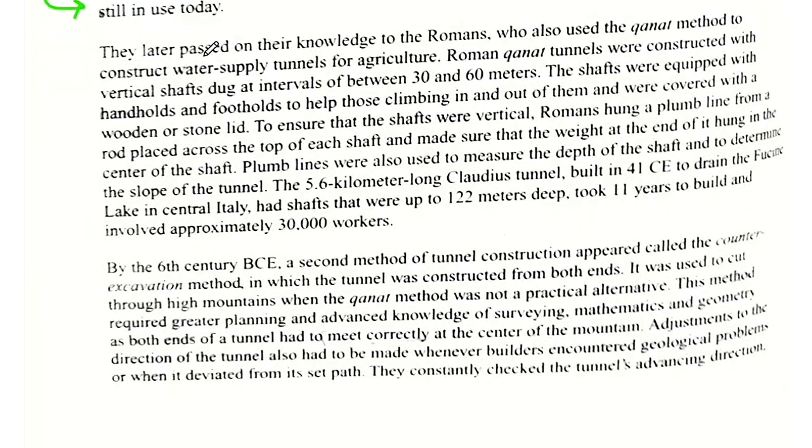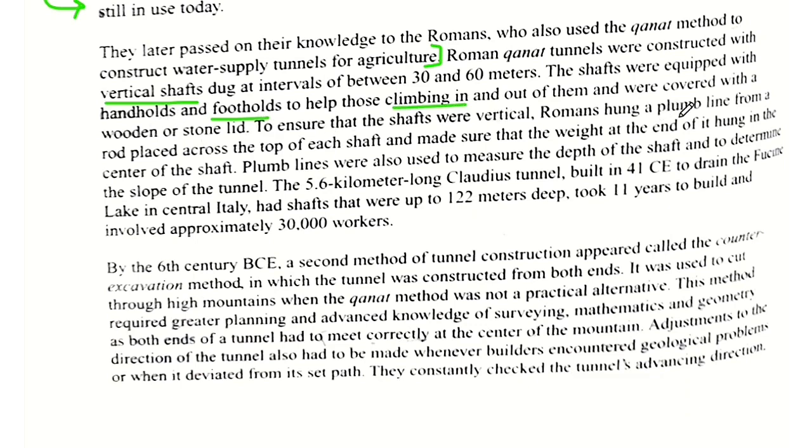They later passed on the knowledge to the Romans, who also used the conduct method to construct water supply for agriculture. Romans' conduct methods were constructed with vertical shafts at intervals of between 30 and 60 meters. The shafts were equipped with handholds and footholds to help those climbing in and out of them, and were covered with a wooden or stone lid to ensure that the shafts were vertical.